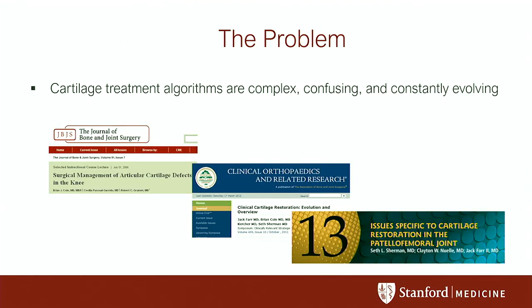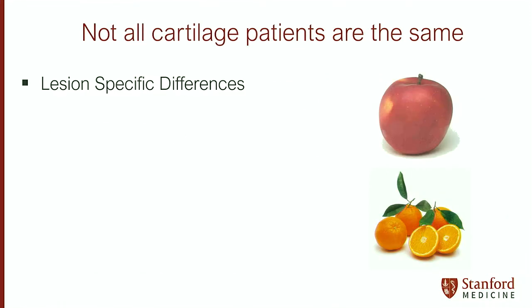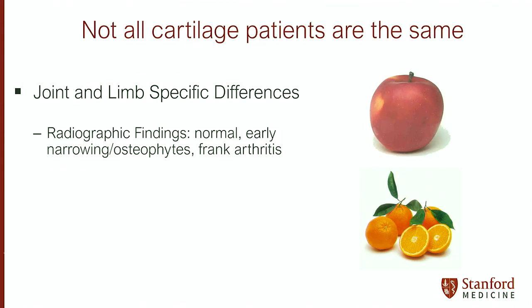So the problem that we all have is that the treatment algorithm that we'll go through is complex, it's confusing, and it's constantly evolving. I've been involved in trying to make algorithms and work with mentors over the years, and it just continues to change. And so I think it's important to recognize that not all cartilage patients are the same. There are lesion-specific differences as far as size, location, tibiofemoral, patellofemoral, and depth of lesion. There are also joint and limb-specific differences.